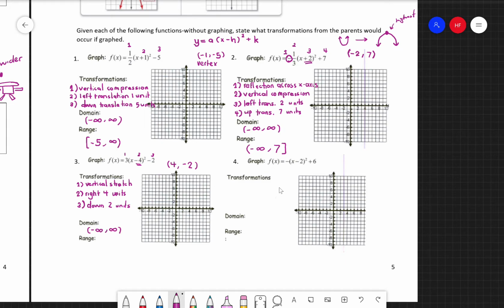And then range, this is still facing up. So we have a parabola facing up, which means -2 is my minimum. So -2 to infinity.